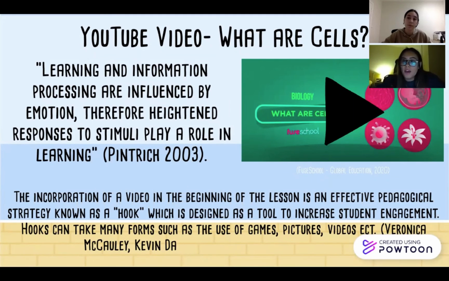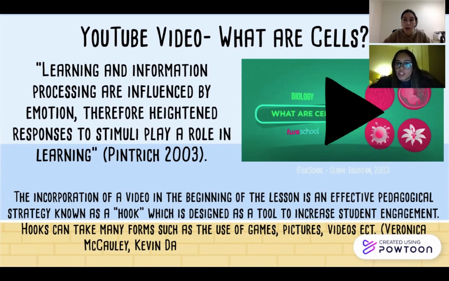Then we have a YouTube video. So we would use this as our hook. So I have a quote here that says, learning and information processing are influenced by emotion. Therefore, a heightened response to stimuli plays a role in learning. So basically what that means is if a child is stimulated and has emotion towards a certain stimuli, they are more likely to remember and retain that information.